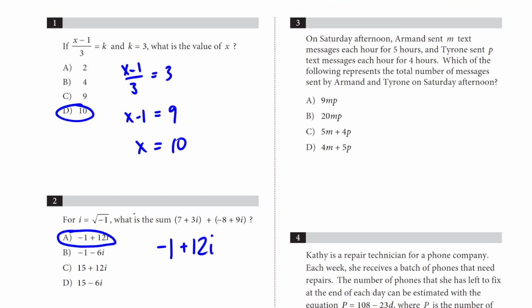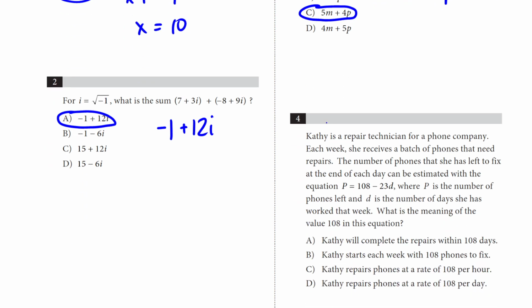Question 3. On Saturday afternoon, Armand sent M text messages for 5 hours. So there's 5M messages, and Tyrone sent P text messages each hour for 4 hours. So there's 4P text messages from Tyrone. Which of the following represents the total number of messages sent by Armand and Tyrone on Saturday afternoon? Okay, that was just reading the question, setting it up, and the answer came from there.